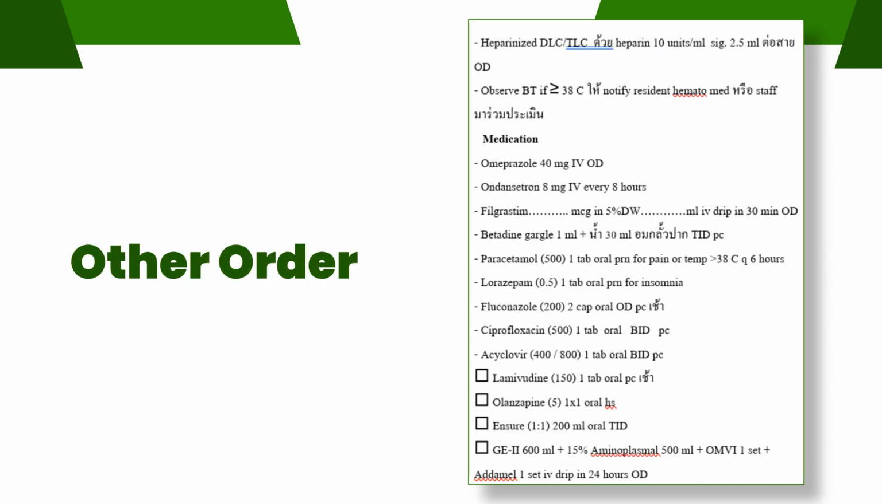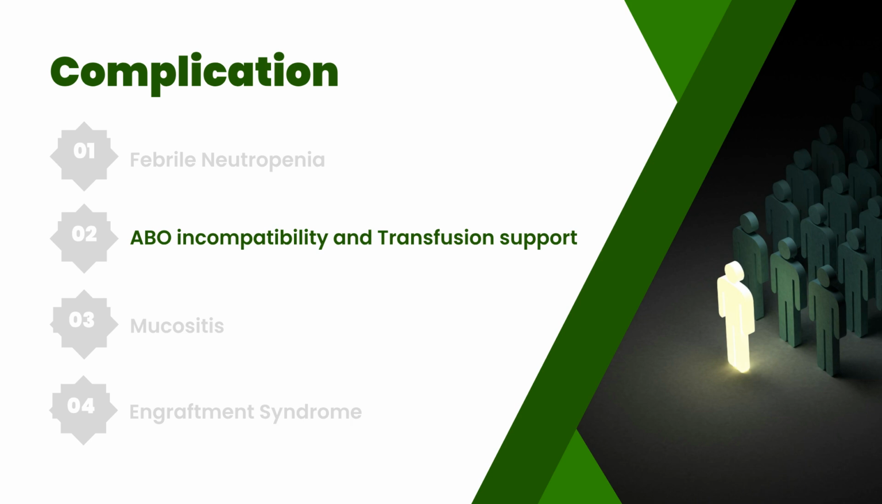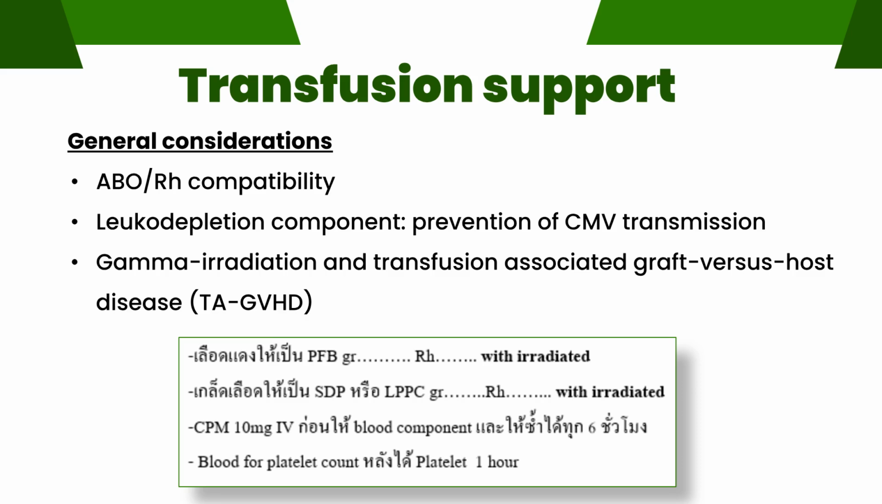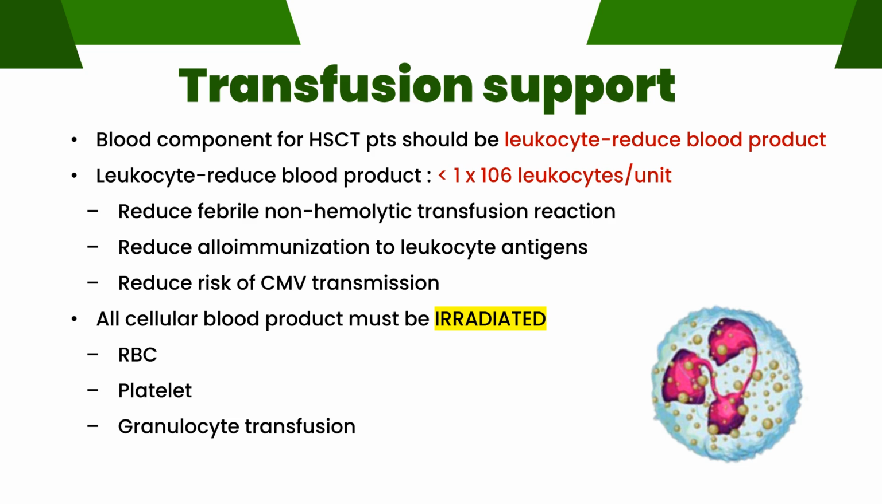Other orders for post-HSCT care include various medications for prophylaxis and supportive care, such as antiemetics, pain relief, sleep aids, and nutritional support. Next, we will review ABO incompatibility and transfusion support. General considerations for transfusion support include ABO-RH compatibility, leukodepletion to prevent CMV transmission, and gamma irradiation to prevent transfusion-associated graft-versus-host disease. All blood components for HSCT patients must be leukocyte-reduced and irradiated.